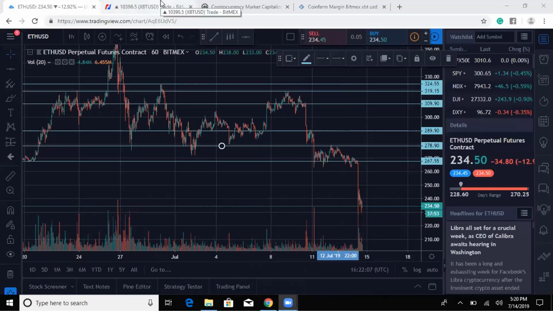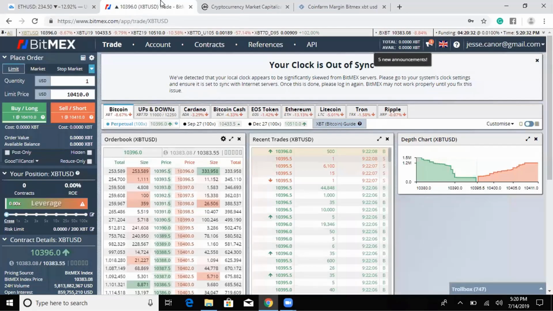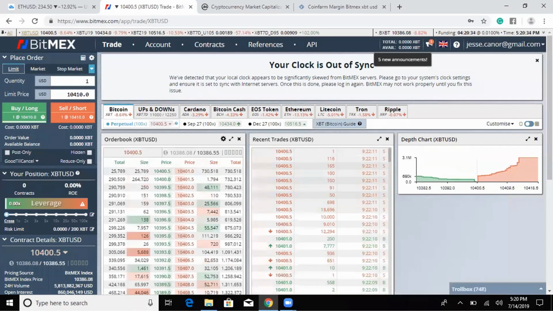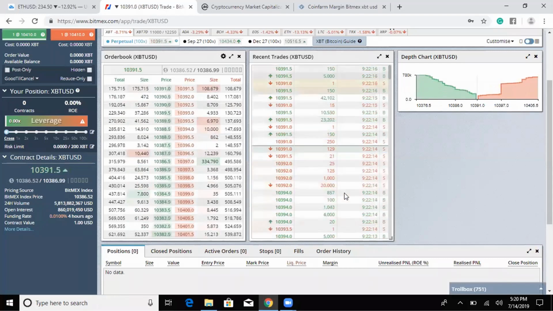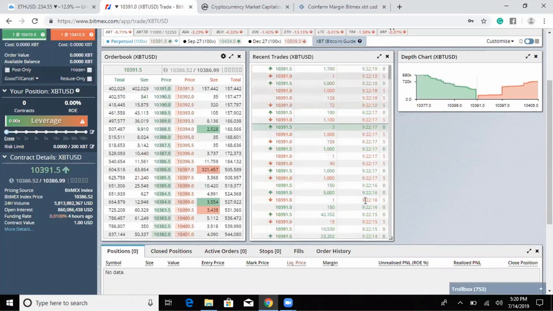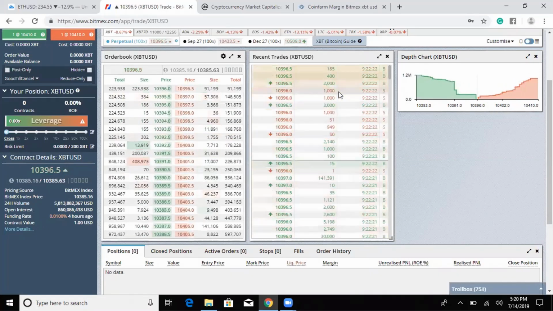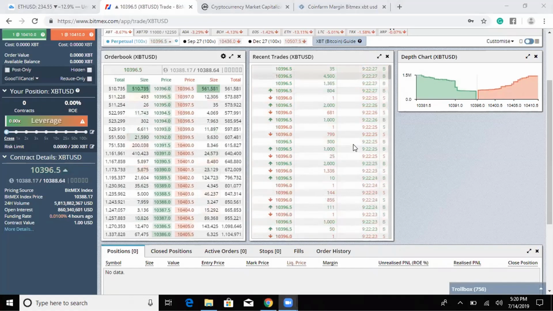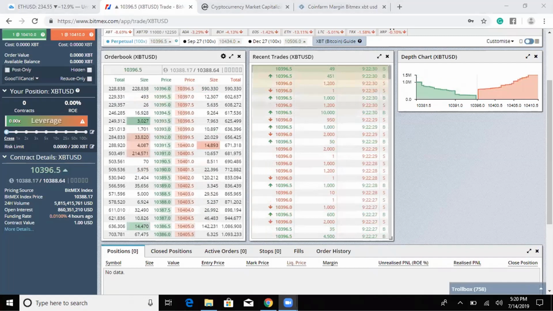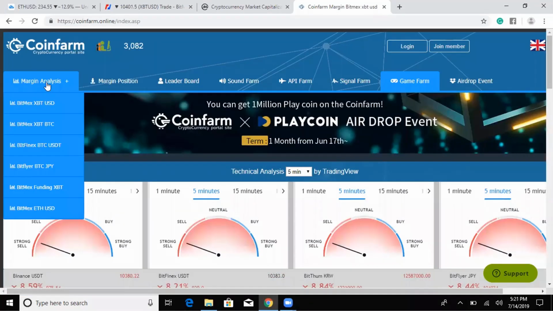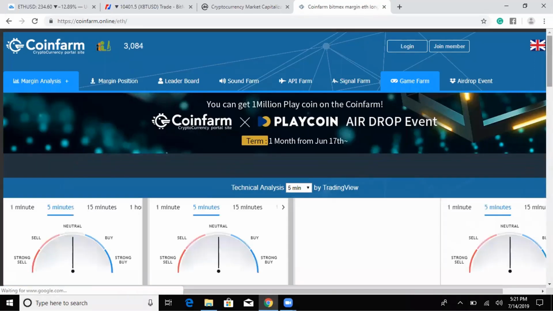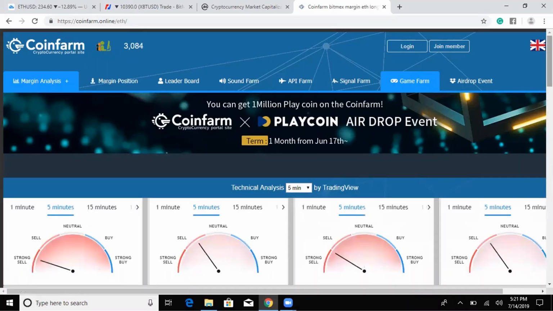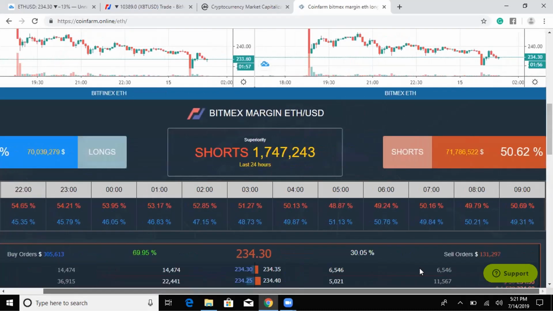The price hasn't dropped very much, but what this simply shows is people are not buying much. If you look at BitMEX, for example, right here, you can see the sell wall. It's really huge on recent trades. And then when you go to CoinFarm, let me just open up the ETH chart. What you can see here on CoinFarm is the shorts, the bulls and the bears.